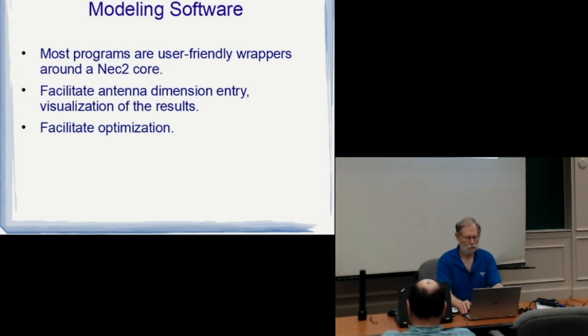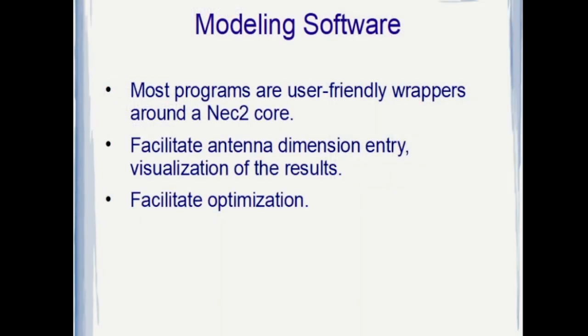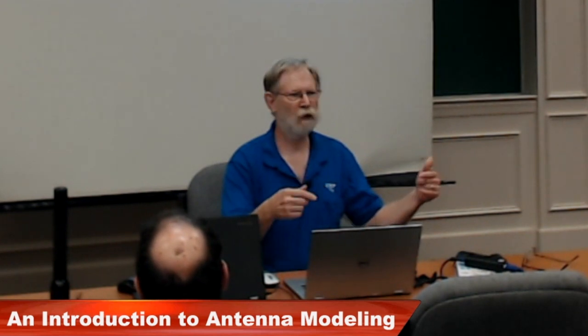So the programs try to make it easy for you to input the antenna dimensions, try to make it easy for you to visualize the results, and a lot of them will facilitate optimization. Now optimization is a process. If you said, I want to make a dipole for 20 meters, you might start and make it 16 feet long, and you might find that that's not resonant where you want it. Then you make it 17 feet, well, that's a little better. 17 and a half, that's good, but that's too much. 17 and a quarter. That process of iterating on a dimension to achieve a specific result is optimization.